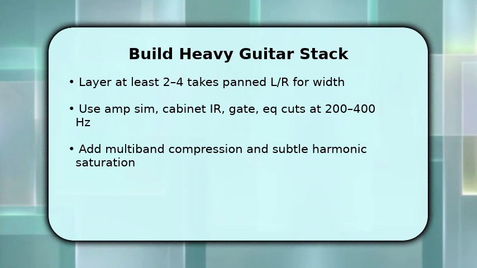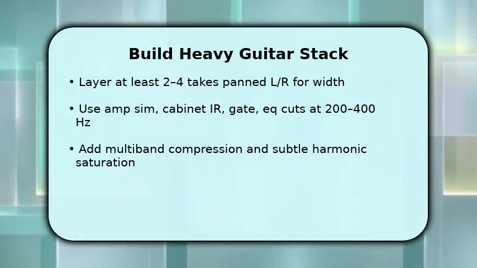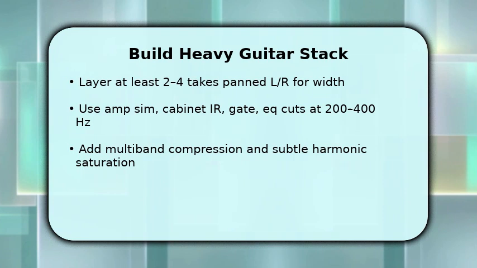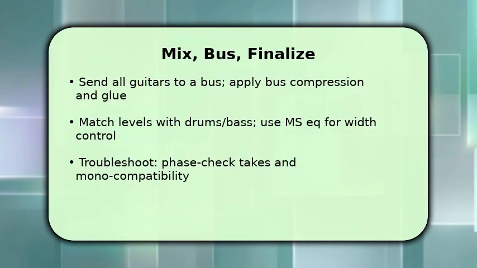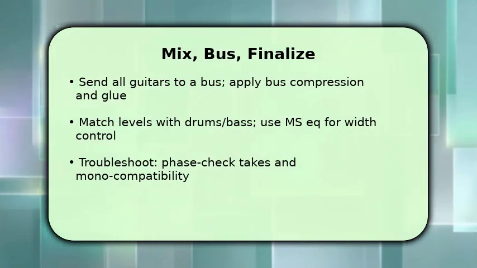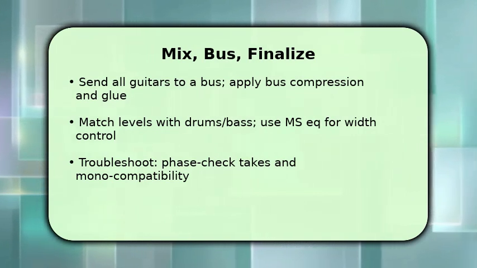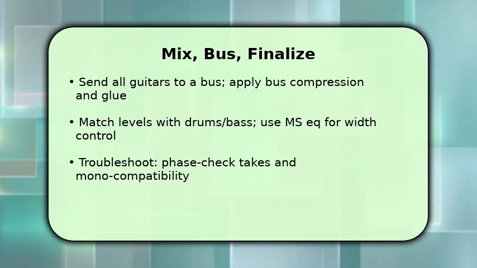Once balanced, apply multi-band compression to glue low mids and a touch of harmonic saturation to enhance perceived gain without harshness. Route all guitar tracks to a dedicated bus where you use gentle compression, a low shelf cut, and a subtle high shelf to sit them in the mix.